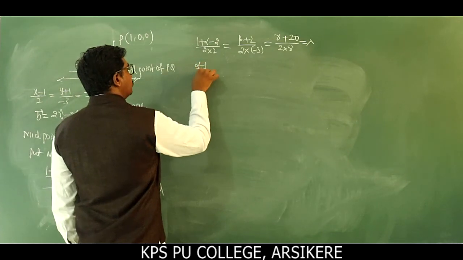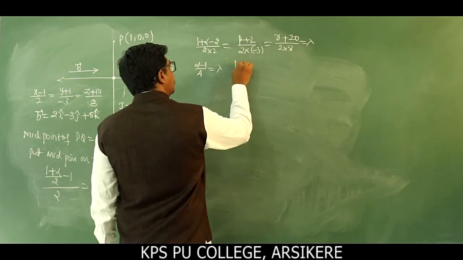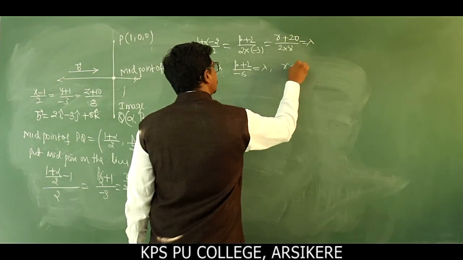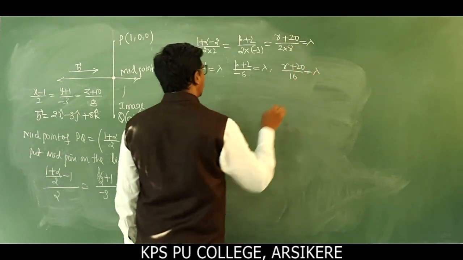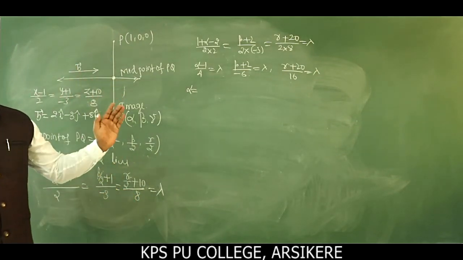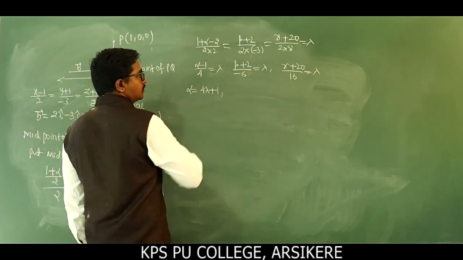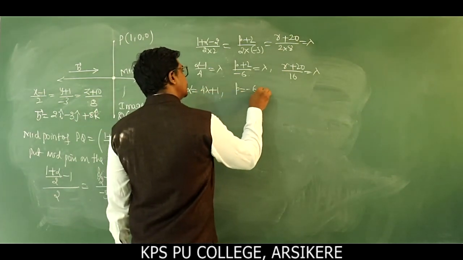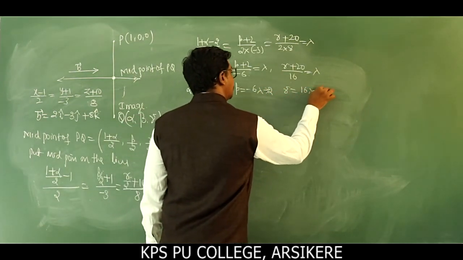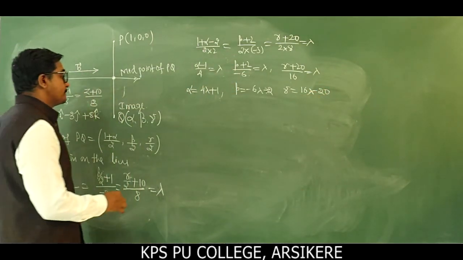Alpha minus 1 divided by 4 is equal to lambda, beta plus 2 divided by minus 6 is equal to lambda, and gamma plus 20 divided by 16 is equal to lambda. So write alpha, beta, gamma in terms of lambda. Alpha is equal to 4 lambda plus 1, beta is equal to minus 6 lambda minus 2, and gamma is equal to 16 lambda minus 20.